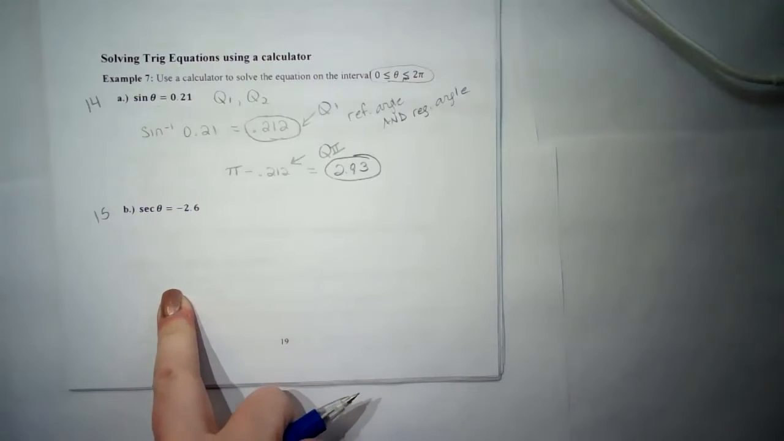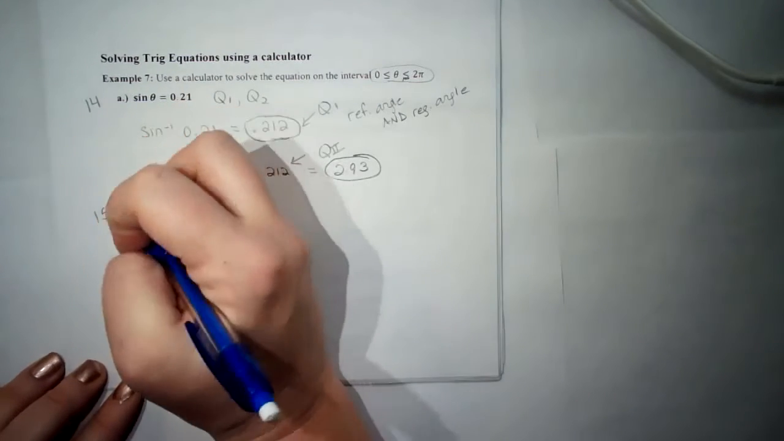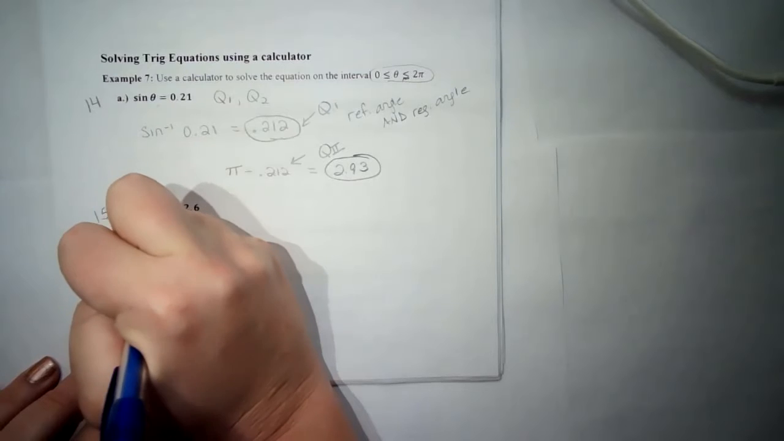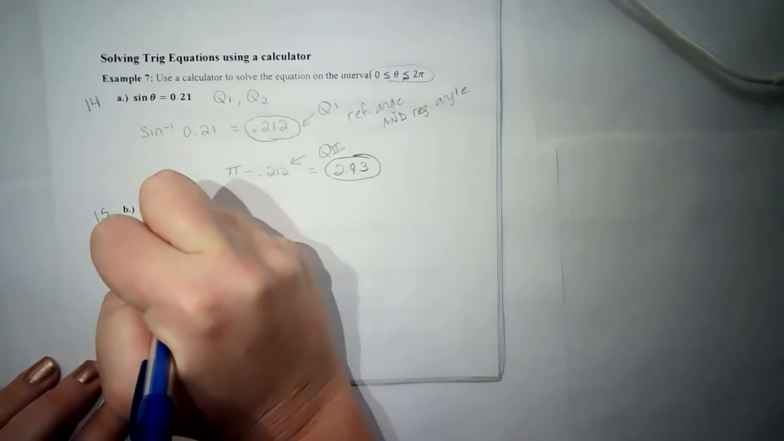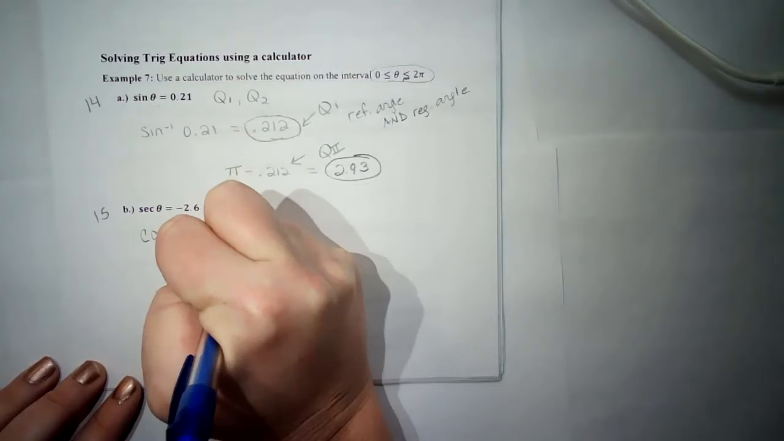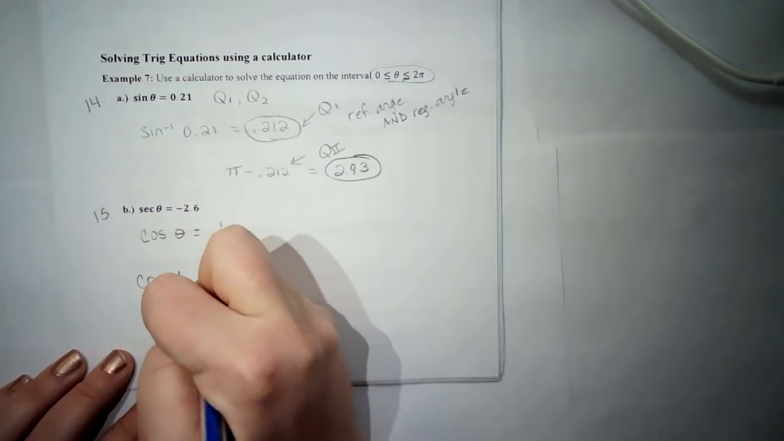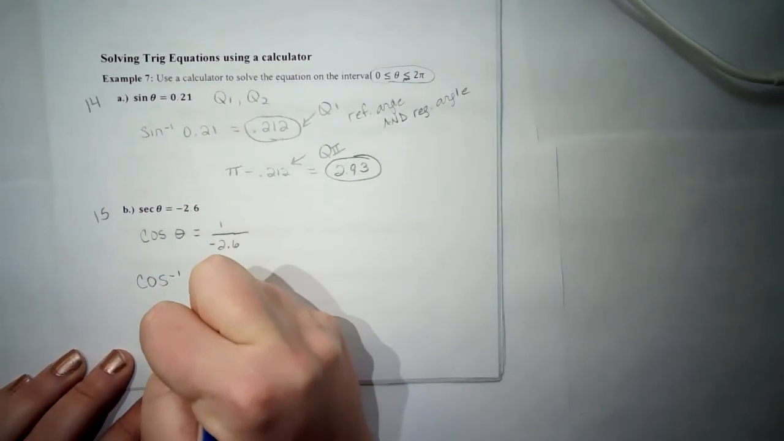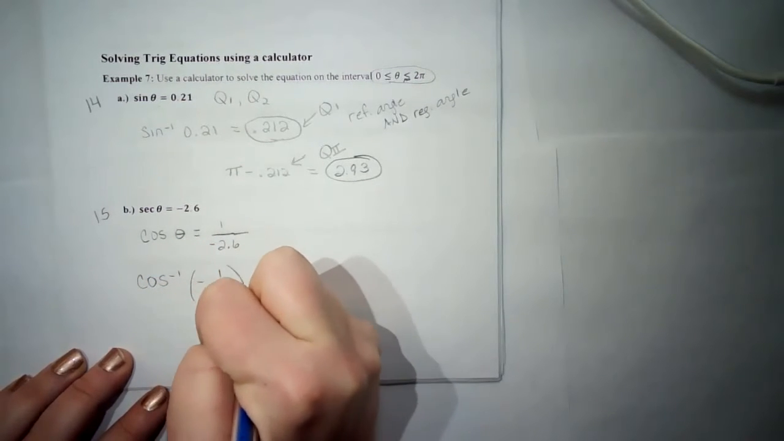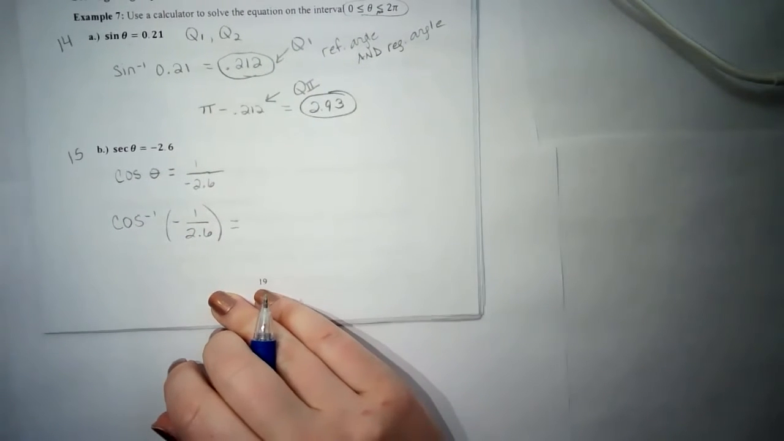Okay, all right. So let's think about secant for a minute. We know secant is the reciprocal of cosine, so that's what we could also write this as. Then to find this in the calculator, we're going to have to put in this to find it.